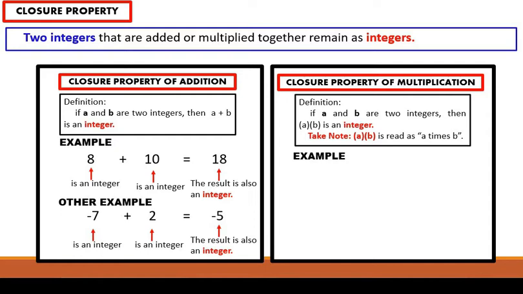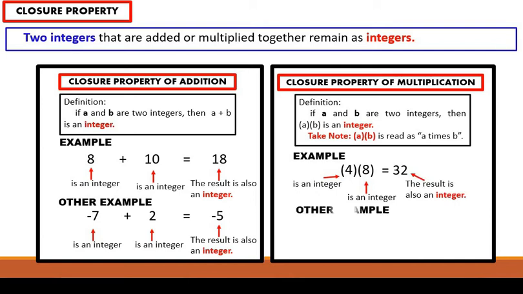Okay? So let's have an example. This is 4 times 8. So 4 is an integer, 8 is an integer. So their product is an integer as well, which is 32. Okay? Another example, negative 5 times 3. These two are both integers. Of course, their product is also an integer. So that's the closure property.